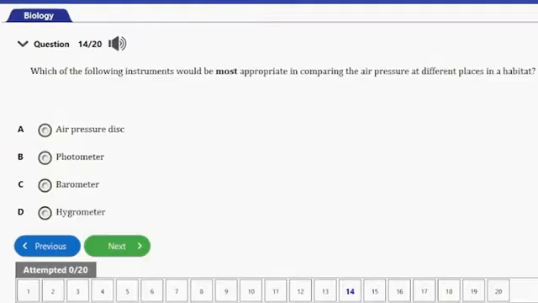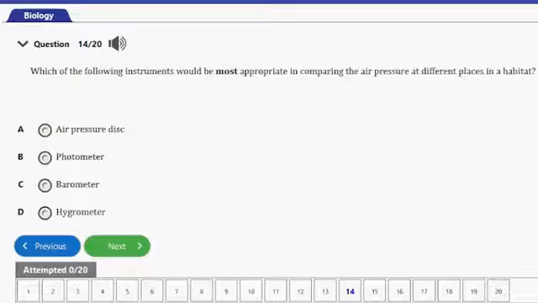Let's consider the next question. Question number 14 here. It says, which of the following instruments would be most appropriate in comparing the air pressure at different places in a habitat? We have A, air pressure disc. B, photometer. C, barometer. And D, hygrometer. So guys, the answer to this question is option C here, and that's barometer.